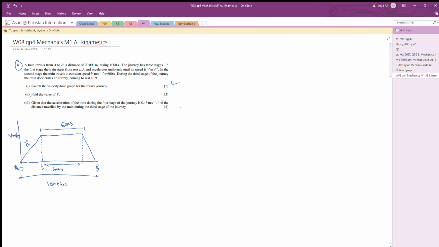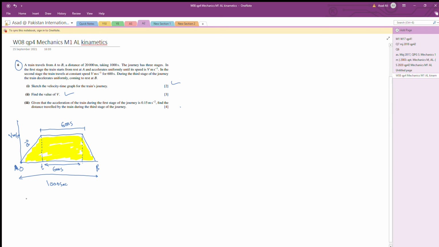In part 2, they say find the value of v. Very simple thing. You know the distance. If we look at this diagram, this is the total distance traveled. This is given by the area under this graph. Now how to find the area under this graph? We can use the trapezium rule here.